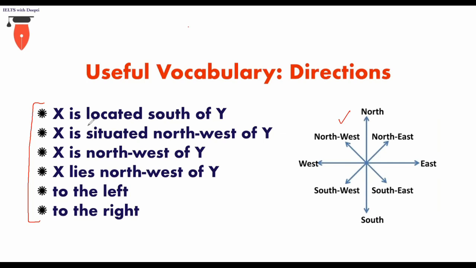Now here, please understand that the words located and situated are not the past tense form of the verb. We have the helping verb is here, which makes this a passive voice. So please make sure you're using both the words together, and don't say X locates south of Y or X situates north of west.